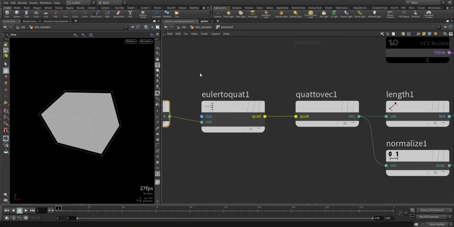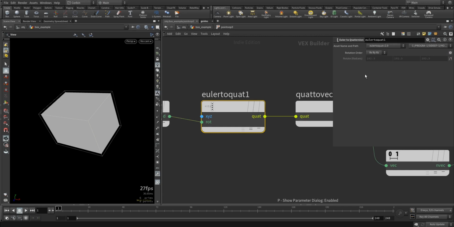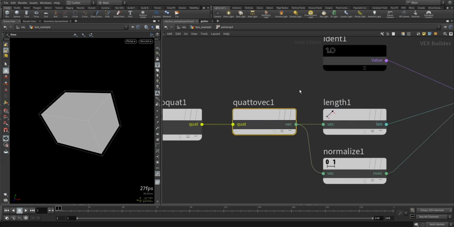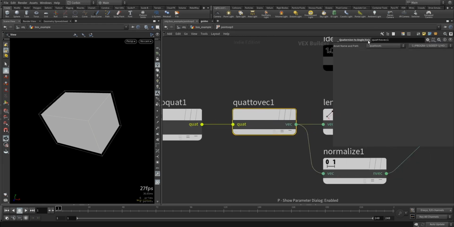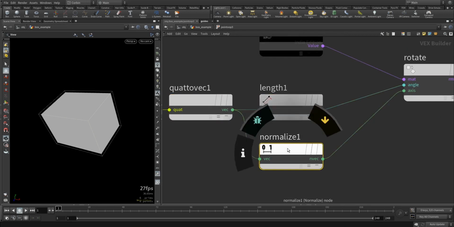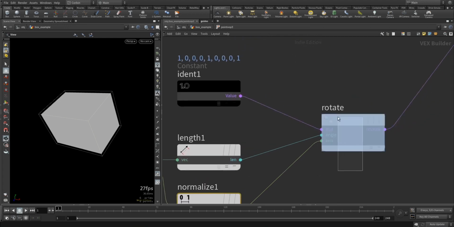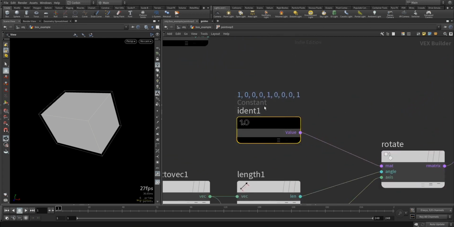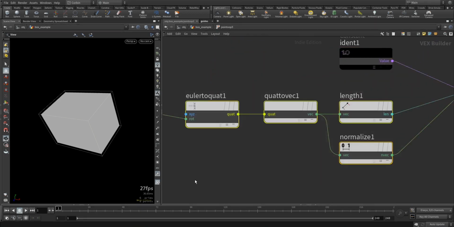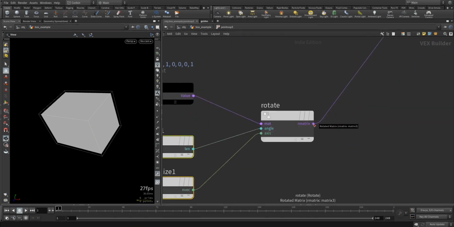Converting them to radians, feeding the radians into an Euler to quaternion, choosing the rotation order, and now we have a quaternion. We convert that quaternion into an angle and axis, the length of which determines the angle, and the normalized vector determines the axis. And we feed that in to rotate our identity matrix. So essentially we're taking something that's blank, like a blank empty sheet, and applying these rotations to it in order to get this matrix that comes out, which is an R matrix. In other words, a rotated matrix.